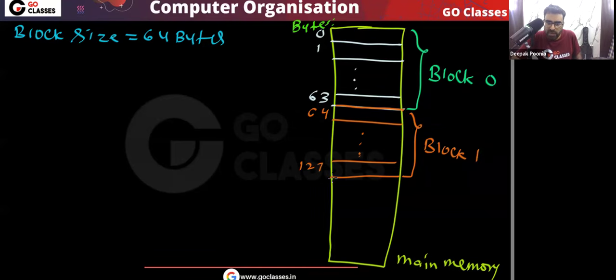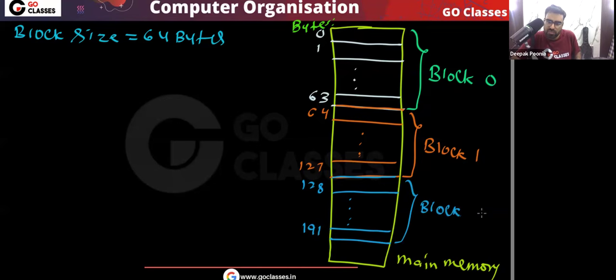Let's see further. You can see this is byte number 128. Byte number 128 to byte number 191, yes or no? They will belong to block number 2. And so on. You are getting the idea, right? Very simple point. So this is the main memory picture that I've shown to you. I've divided the bytes into blocks.